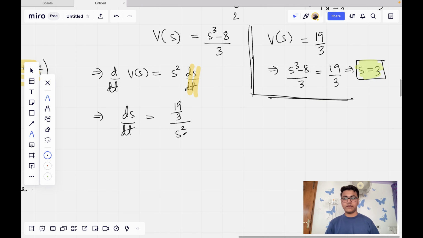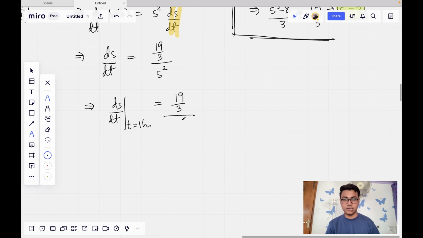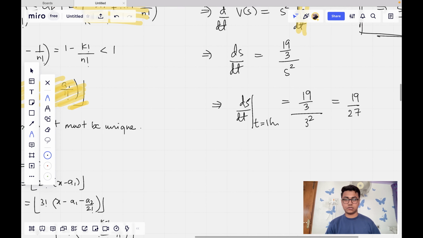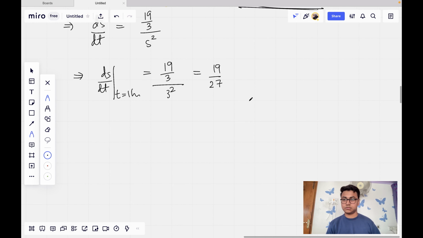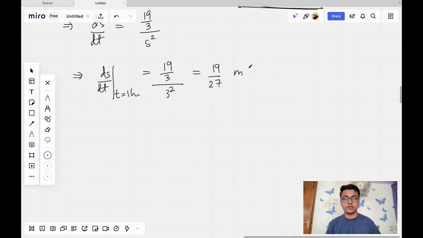Now we want to find the value of ds by dt when t is equal to 1 hour. This is 19 by 3 over 3 squared, since after 1 hour the height of the water is 3, and the answer is 19 by 27. Sorry, for the water level rising, this is meter per hour. And this is our final answer.